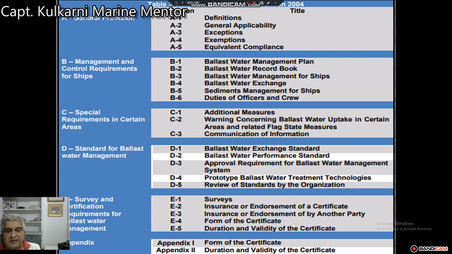Now, survey and certification equipment, E1 is survey. Then issuance and endorsement of certificate, that this certificate we are endorsing, they are coming and checking for annual survey and intermediate survey. Issuance or endorsement by another party, in case the present flag state or the classification society is not available, they can say you can carry out on our behalf. Form of certificate, how does the certificate look like? Duration and validity of certificate, which is 5 years. So this is the complete thing.